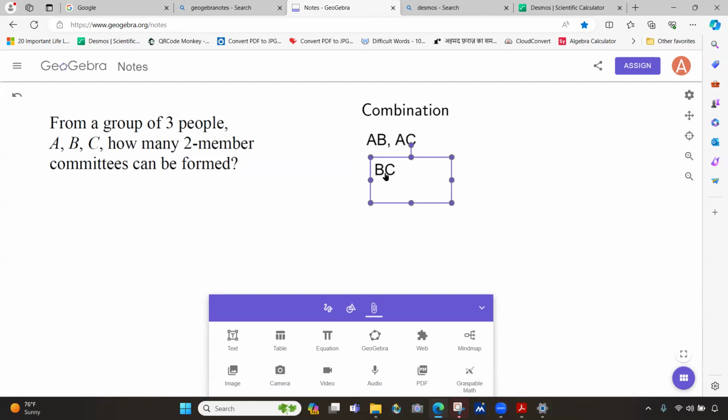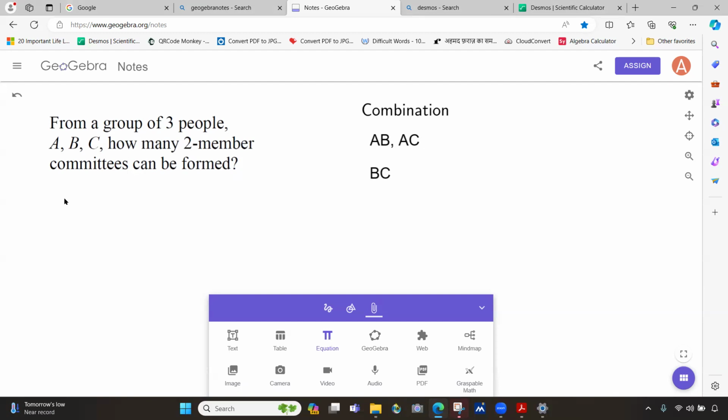Then I ask how many ways can I send B? Of course, that's 2 ways, BA, BC, but BA is already here because the order doesn't matter, so only BC. How many ways can I send C? Of course, 2 ways, CA and CB, they're both listed here. So I can send a 2-member committee in 3 different ways.